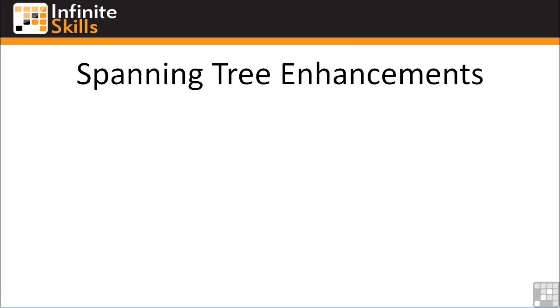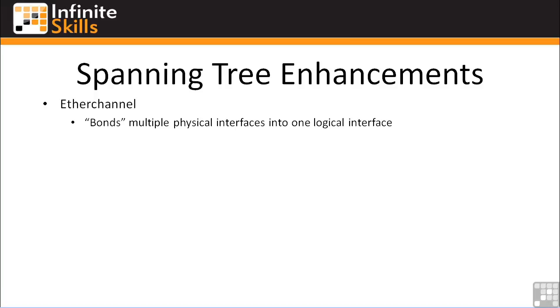So the first enhancement we're going to talk about is Ether Channel. If you've worked around any mid-size or large networks at all, you've probably run into an Ether channel. And essentially, an Ether channel bonds multiple physical interfaces into one logical interface. You can have up to 8 interfaces of varying speed and capacity in this Ether channel.